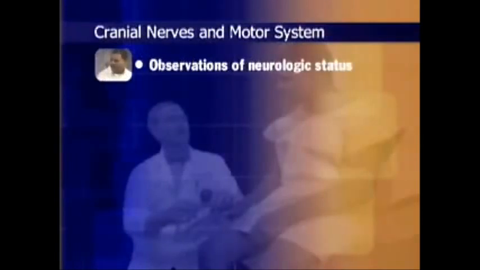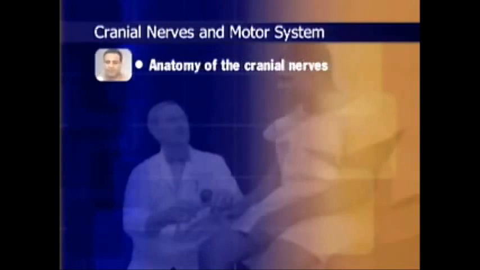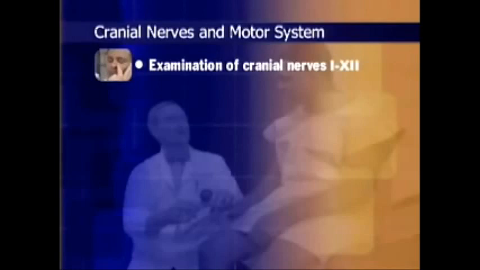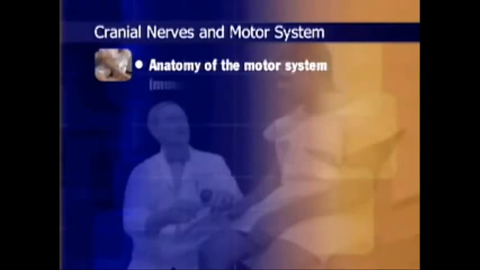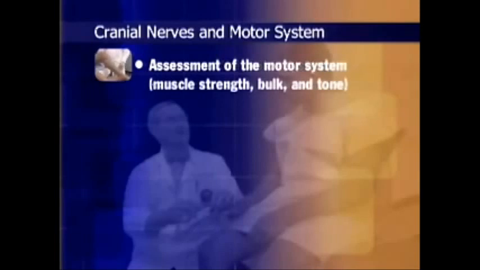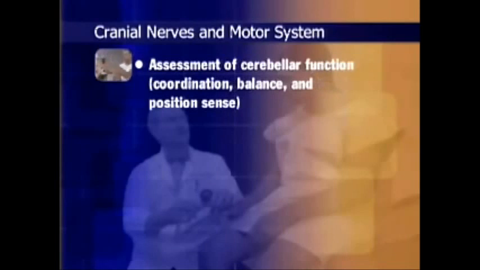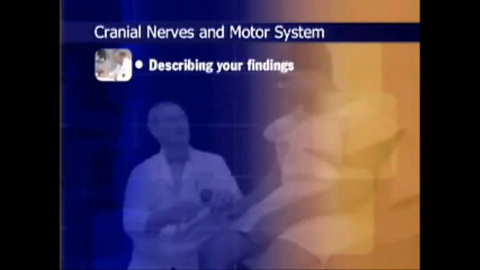This video begins with a brief overview of health history taking, followed by general observations of neurologic status, anatomy of the cranial nerves, examination of cranial nerves 1 through 12, anatomy of the motor system, assessment of the motor system, including muscle strength, bulk, and tone, and assessment of cerebellar function, including coordination, balance, and position sense. We conclude the video with tips on describing your findings.